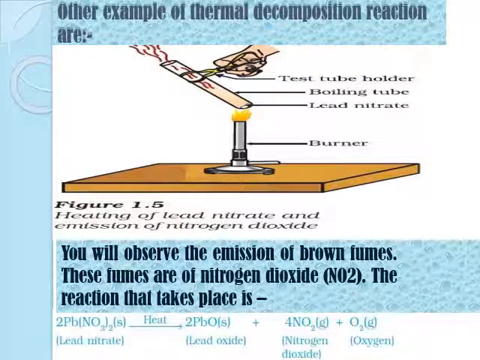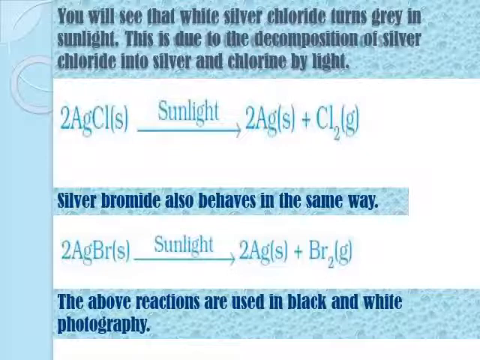Another example is thermal decomposition of lead nitrate. We can see the brown fumes of nitrogen dioxide during the heating of lead nitrate. It breaks into lead oxide, nitrogen dioxide and oxygen gas. This is an important example.